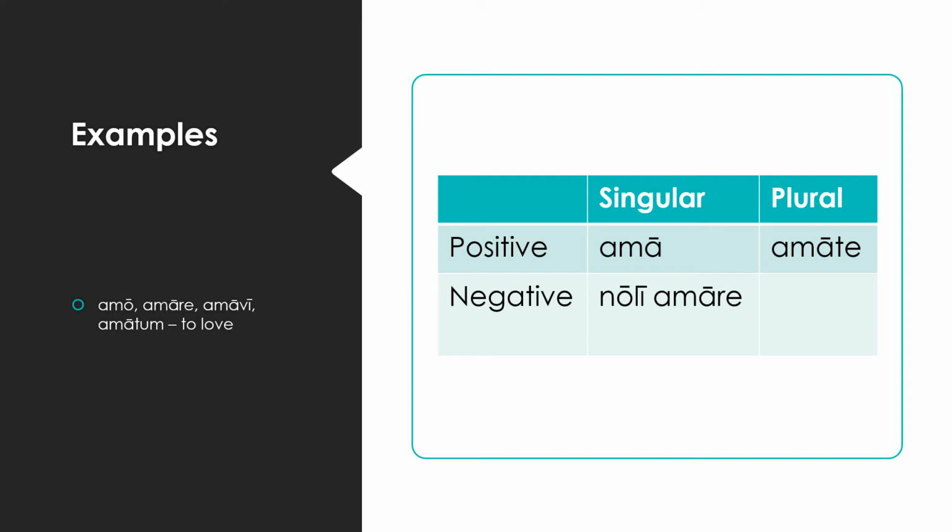Once again, the plural is going to be very similar. We're simply replacing noli with nolite. The infinitive will still be used. Here we see nolite amare. Don't love. But this time, speaking to more than one individual.